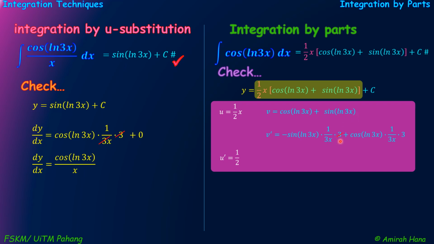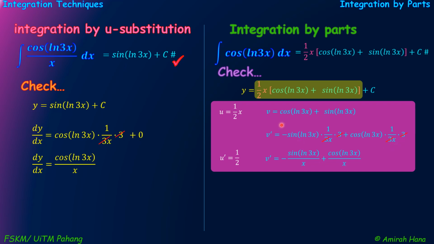And after that, we can simplify 3 here and 3 in the denominator here, and we can simplify 3 here and 3 in the denominator here. Then we get v prime equals negative sin ln 3x over x, and then plus cos ln 3x over x.